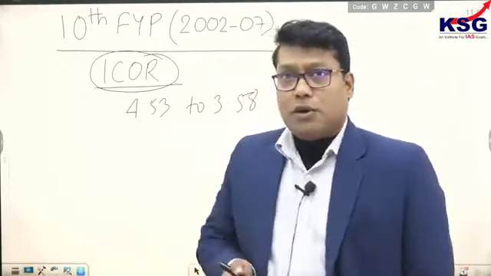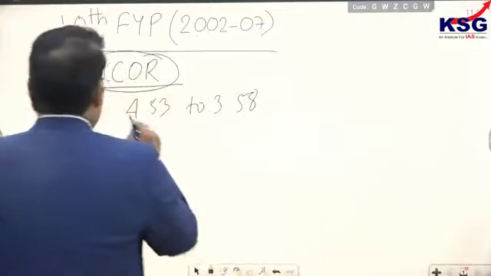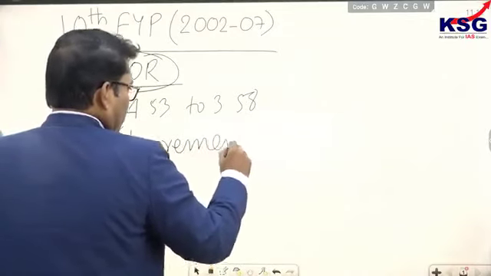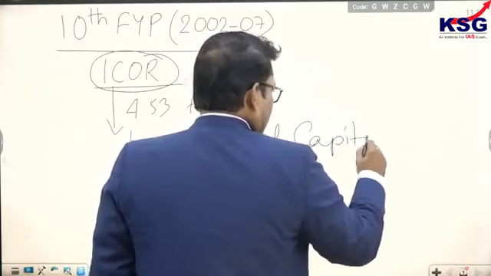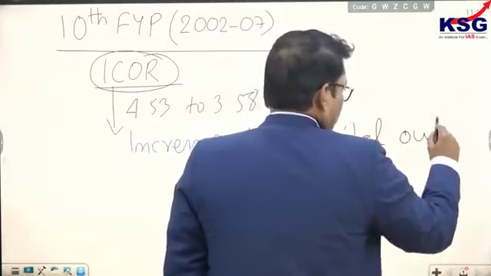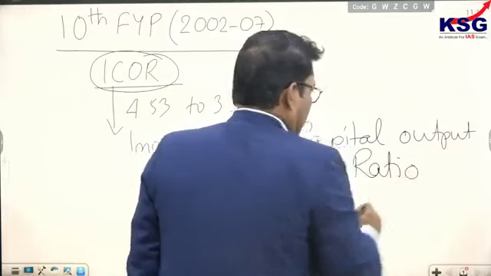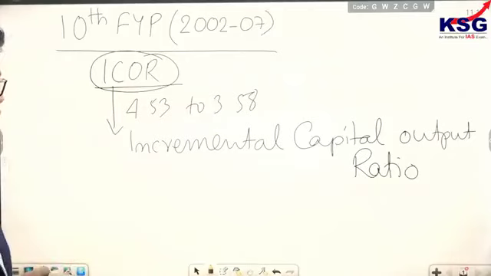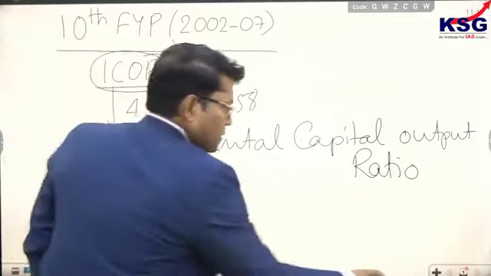Now, what is ICOR? ICOR means incremental capital output ratio. This is the meaning of ICOR, incremental capital output ratio. I have written the full form, but the concept is, just think.